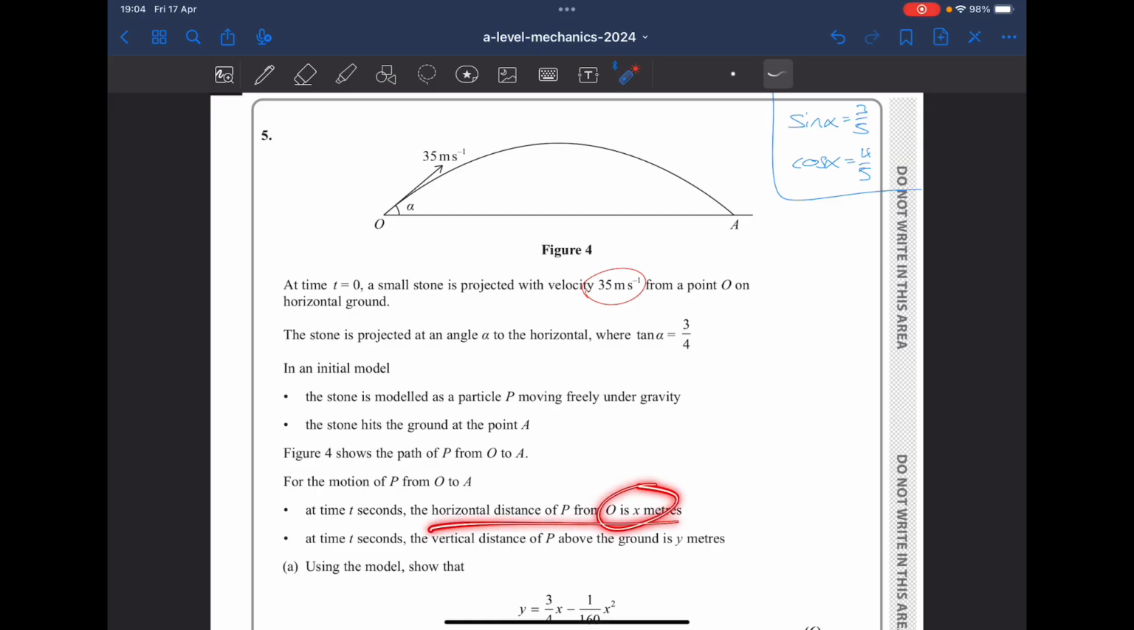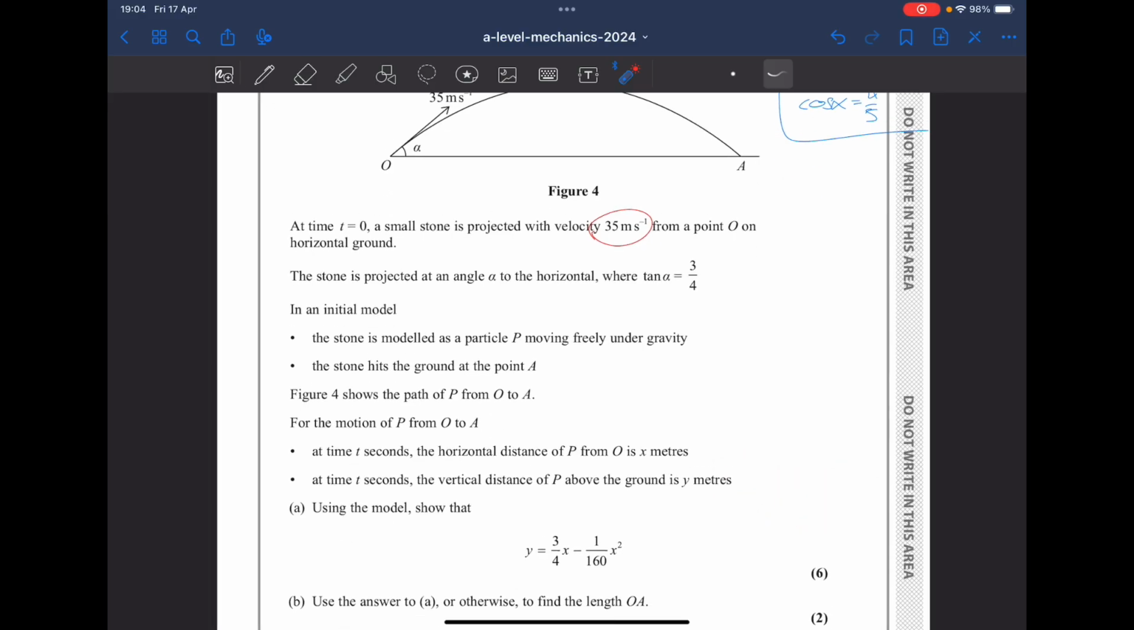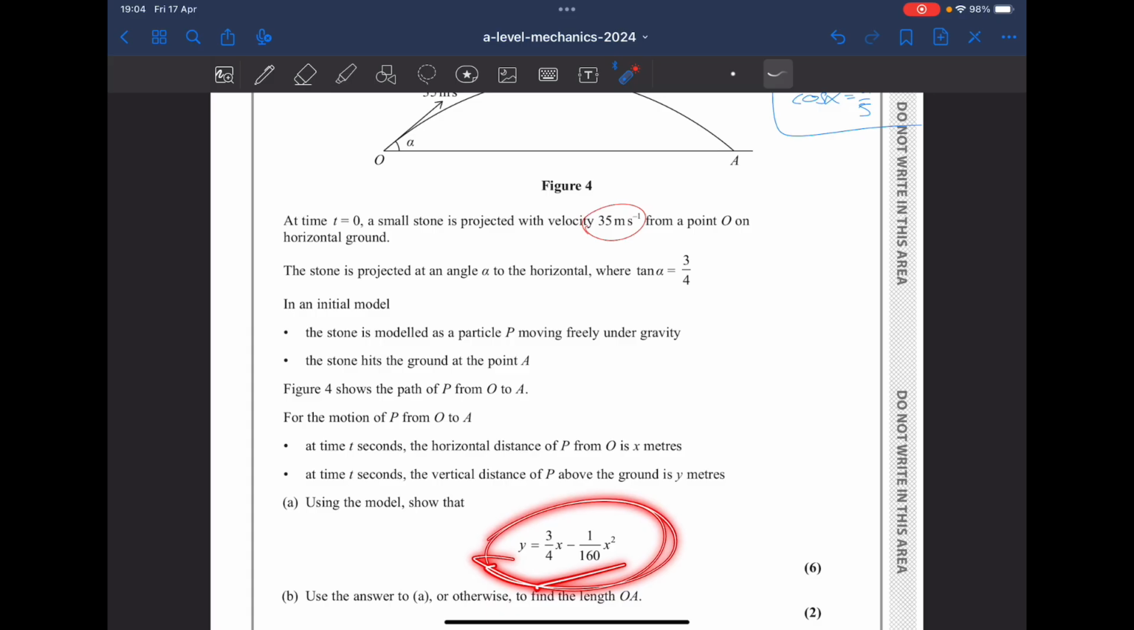Its horizontal distance is x, vertical distance is y. So these two together, its position is always just x, y. It's always at coordinates x, y. We want to show then that this is going to be true. So relate x and y.